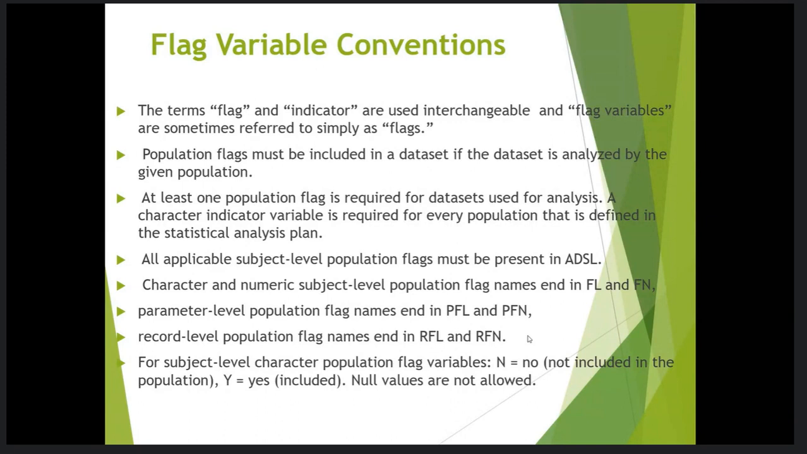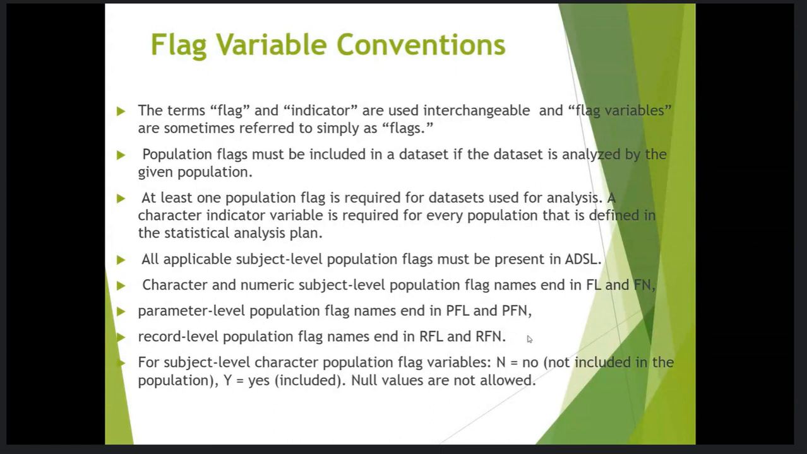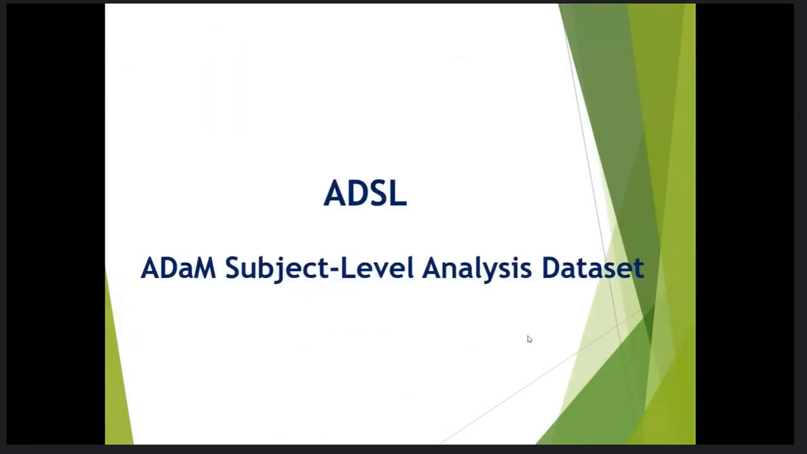So if it is a population flag and a character variable, if it is yes, we are going to have Y. If it is no, we are going to have an N. If it is numerical, FN, yes is 1 and no is 0. But if you have a record flag or a parameter flag, if it is yes, we are going to have Y. If it is no, we are going to have a missing value. But if it is a numerical variable, yes is 1, no is null. This is how we are going to have the flags.